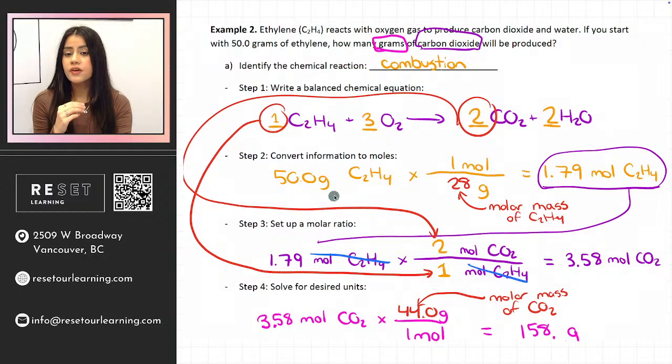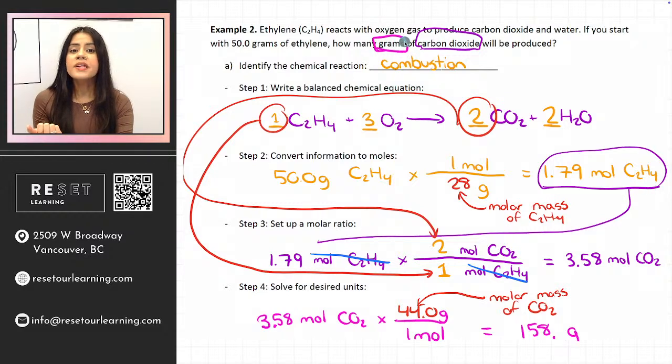Okay, so mass will go on the left side. It's asking us to find how many moles are produced. So let's look at C2H4. 1 mole over 28 grams. This is coming from a periodic table. I found my molar mass for C2H4 because that's given to me. So once I did that, I got 1.79 moles of C2H4.